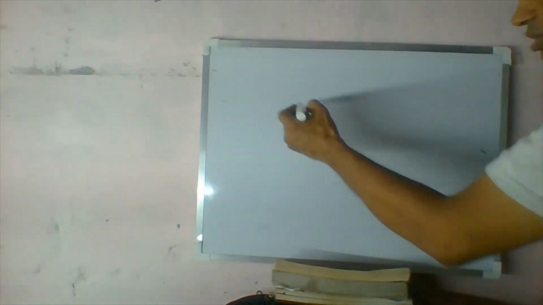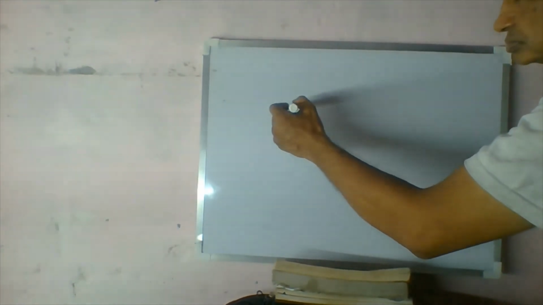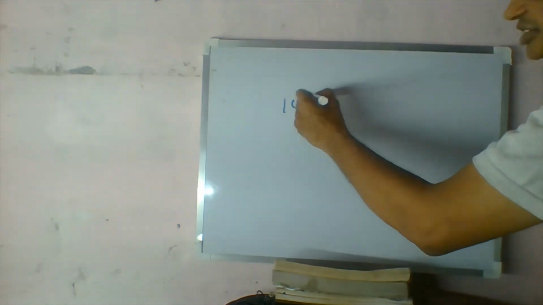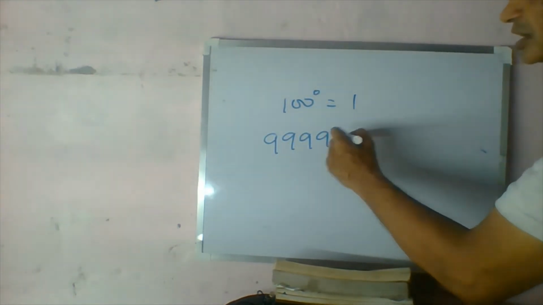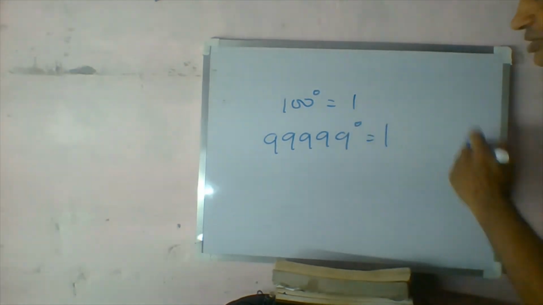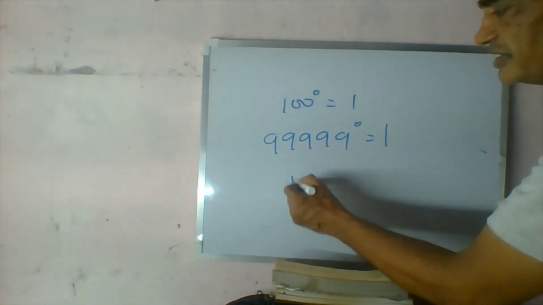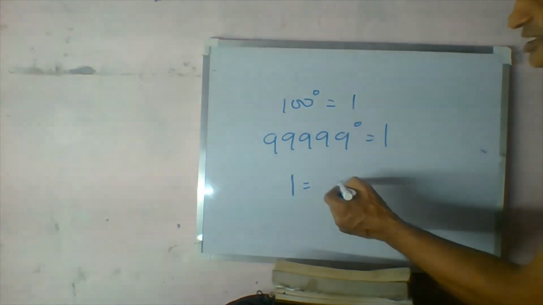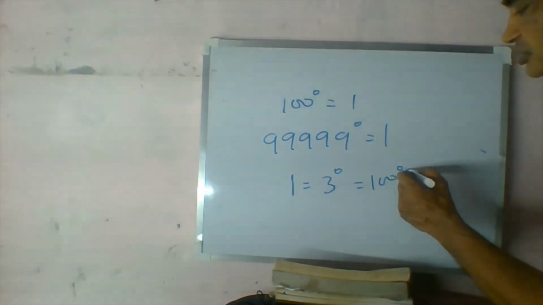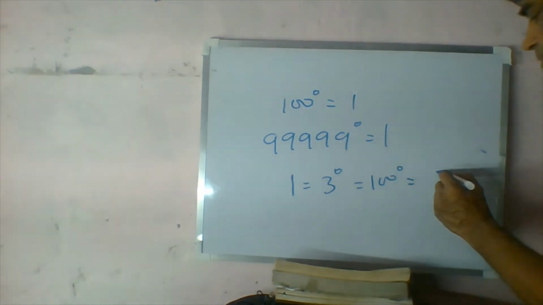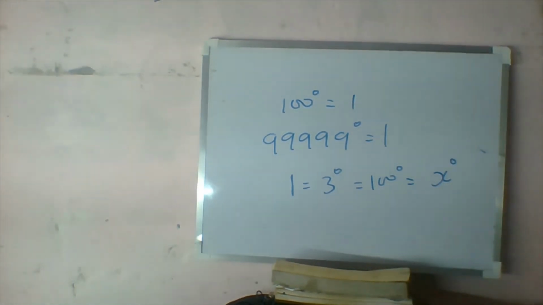So if I have 100 raised to power 0, it will be 1. Let us say 99999 raised to power 0, it will be 1. Another interesting thing is if we have 1, we can write it as 3 raised to power 0, we can write it as 100 raised to power 0, we can write it as any number raised to power 0.